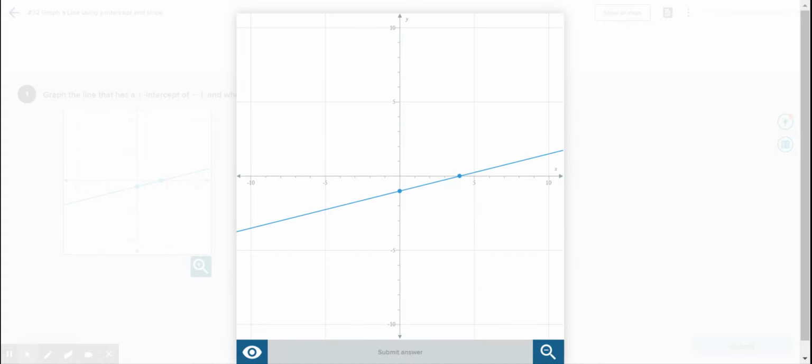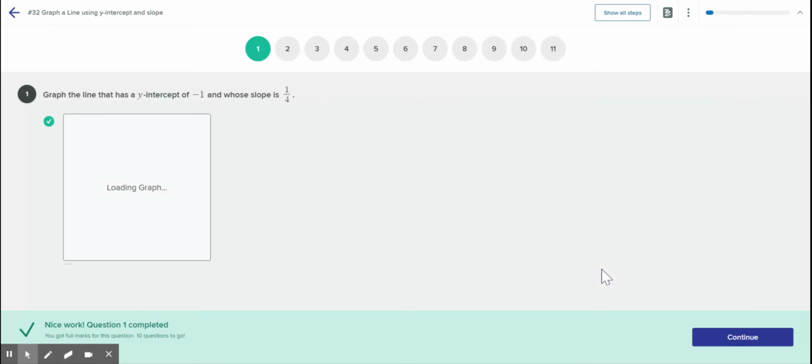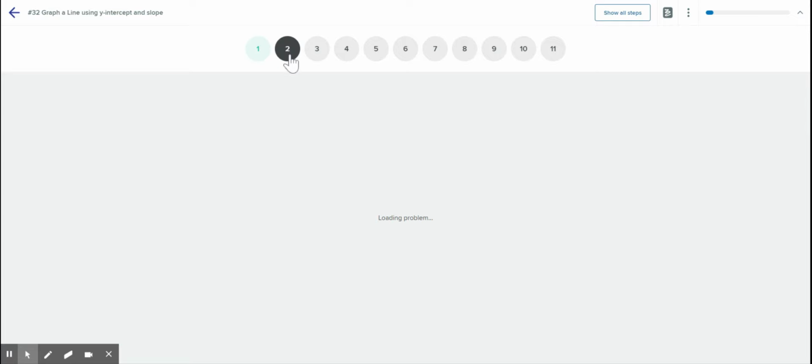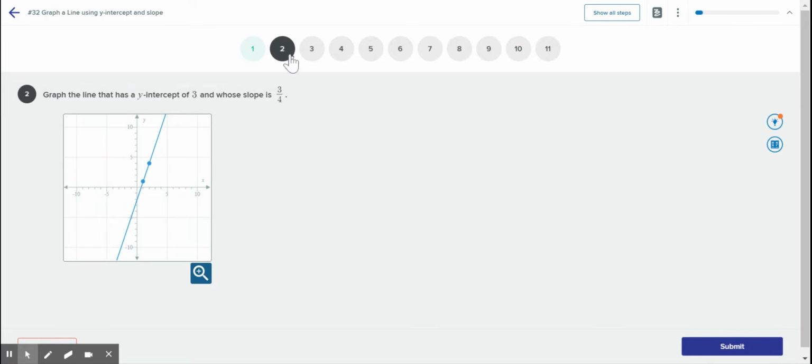And my internet's a little slow. It's thinking about it. Yay, I got it right. All right, next problem. Same idea. Y-intercept is 3, and the slope is 3/4.